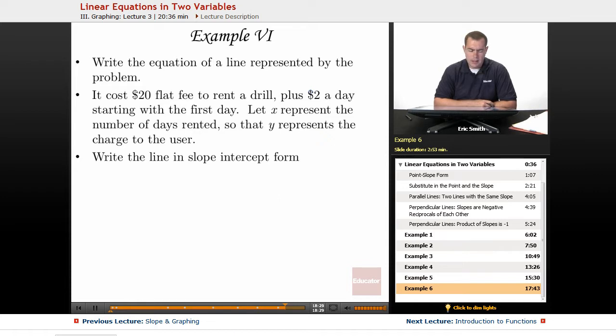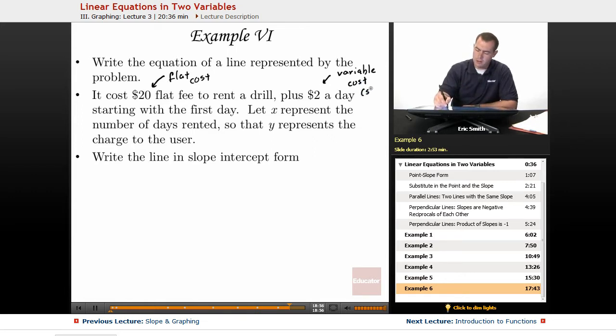Well, let's see. One thing that we can think of is the slope being what changes, or your variable cost. The $20 that you have to pay up front is not variable. It's going to be there no matter what. But what does change is the $2 every single day. So the variable cost, we can think of that as our slope. Not bad. So let's see what we can do with that.